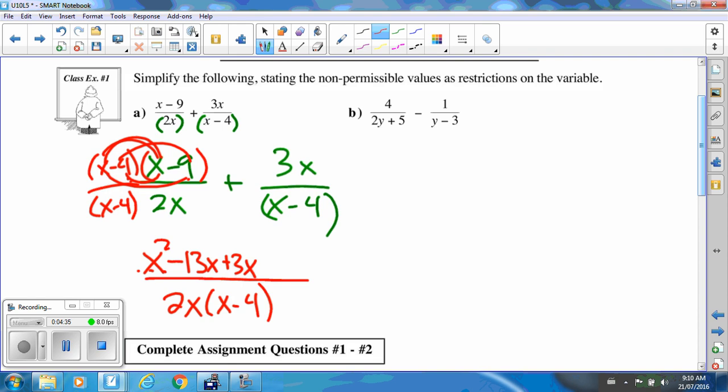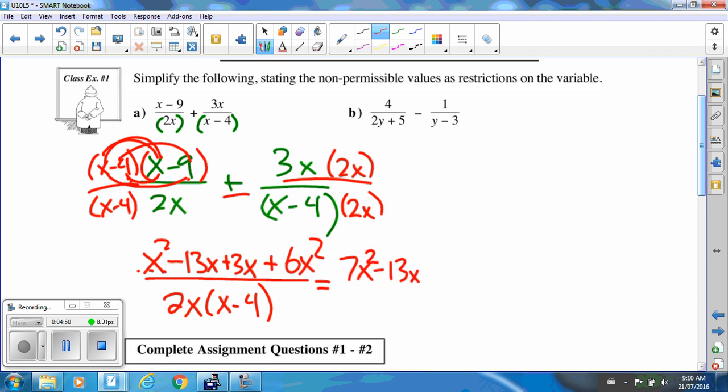Over here, this is going to need a 2x and a 2x. So this is going to be just plus 6x squared. So my final answer here now is going to be 7x squared minus 13x plus 3 all over 2x, x minus 4. Now, I need to figure out two things that would multiply to 21 and add to 13. Again, there aren't any, so that just is as simplified as it can get.